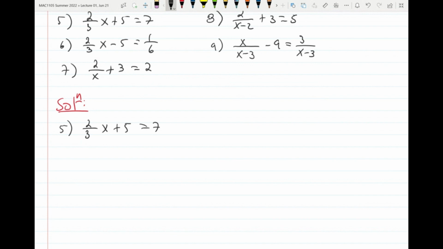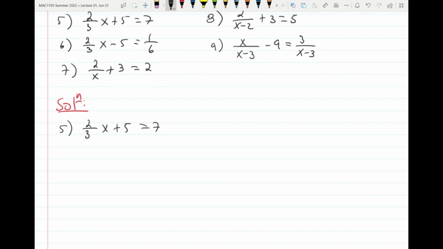Okay, 6 is already interesting enough. So, this one, you could do it the way that we have been doing. Move the 5 over, and then the 3 is dividing, so you multiply, the 2 is multiplying, you divide, right? And you solve for x. You could do that. Now, I'm going to explain to you another way, because that other way is more helpful for problems like number 6 and so on.